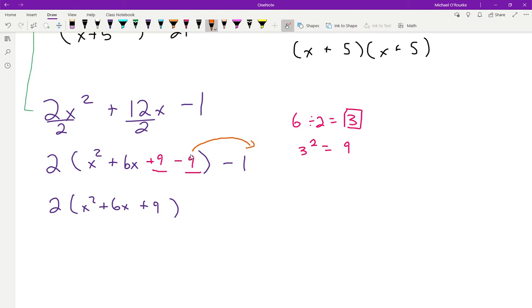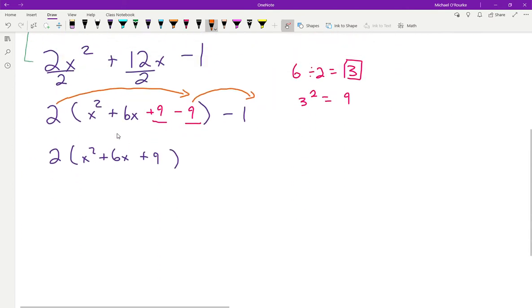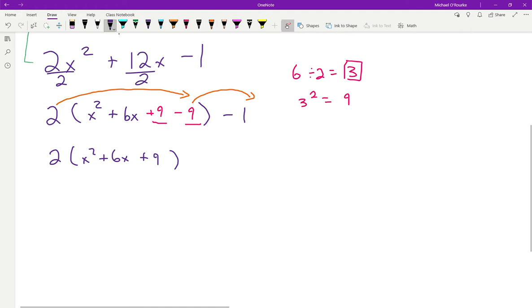But when it comes out of the bracket, I have to multiply it by this 2. So when it comes out of the bracket, I have to multiply it by whatever number's in front of the bracket. Before, we didn't have anything in front of the bracket, so we just multiplied by 1. But when it comes out, we need to multiply it by 2. So that's going to become negative 18, because we went negative 9 times 2.